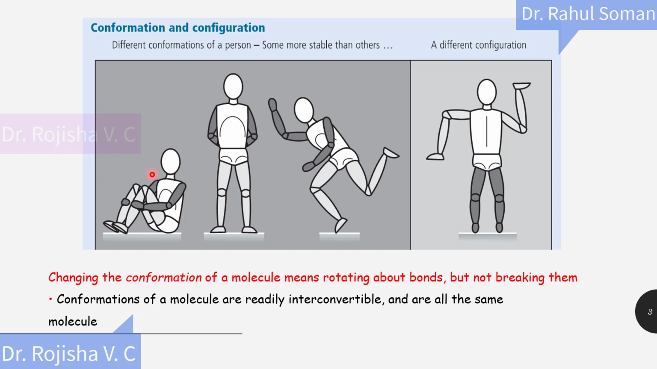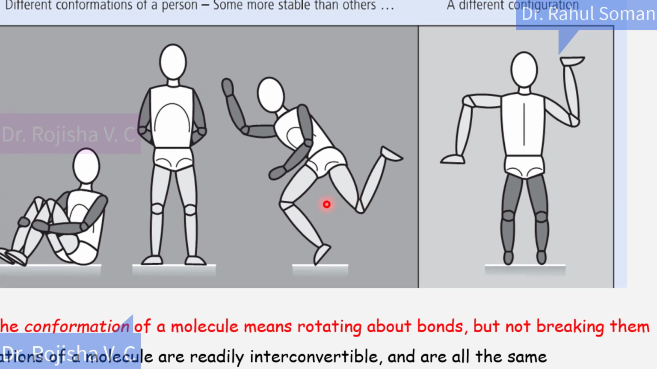This is a person with different postures. By applying simple energy, he can move from one pose to another conformation. He can sit, stand, and dance. Whereas in the case of configurational isomerism, the same person has interchanged his leg and his hand. Look, all the features are the same, but in the configurational change, the leg and hands are interchanged.